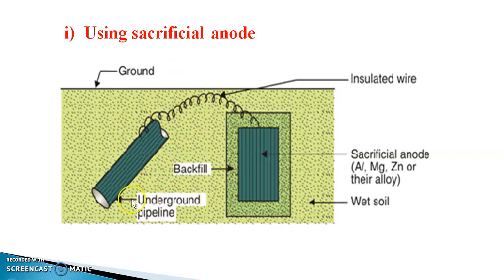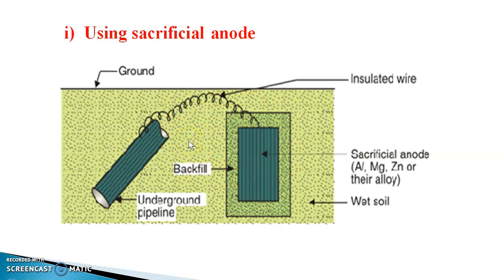Here is the underground pipeline, and that underground pipeline is connected with the help of insulating wire to the anode. And the anode is a pure plate of metal, that is aluminum, magnesium, zinc or their alloy, which is kept in wet soil. The anode is also kept in backfill. Backfill mostly contains coal or NaCl, which can increase the electrical conductivity. This is a simple diagrammatic representation.